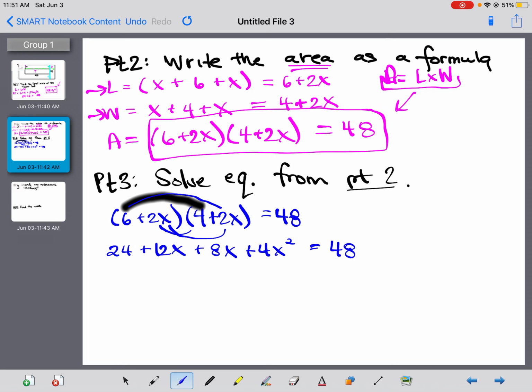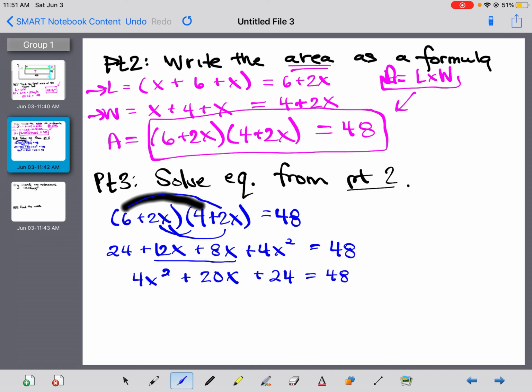Okay, so now we need to solve. So remember, the first thing I'm going to do when solving is we want to combine those like terms. So here are my like terms here. And just because this is a quadratic, I'm going to move this to the front. So that's 4x squared plus 20x plus 24 equals 48.